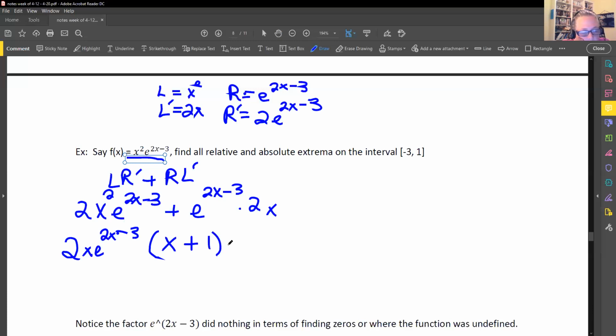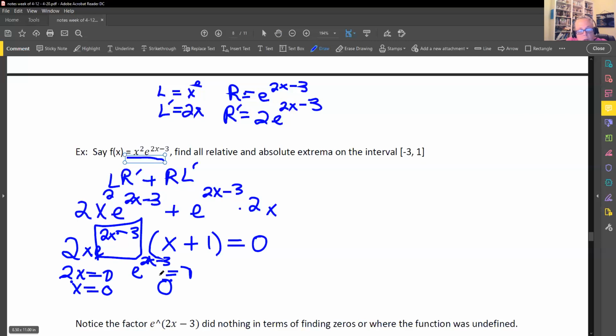All right. So here's the deal. We have 3 factors. We have either 2x equals 0 or x equals 0, so that would be a critical value. e to the 2x minus 3, if I set that equal to 0, remember there's no solution to that because e to the x is always positive. So this has no solution. So you can all the time just ignore this factor. All right. Or x plus 1 equals 0. So I get x equals negative 1 as a critical value.